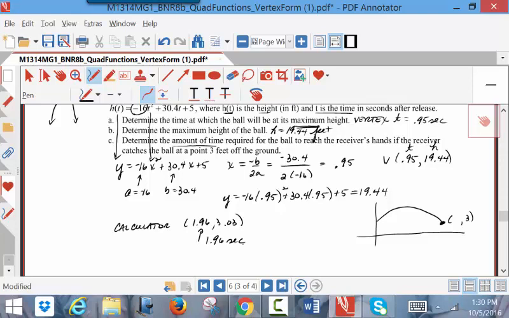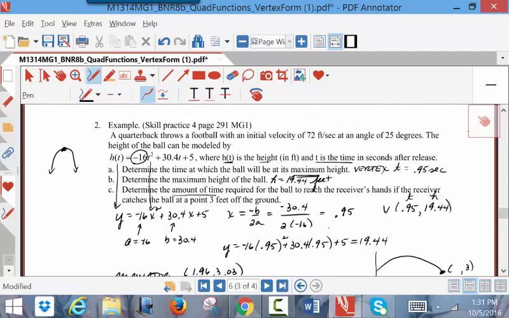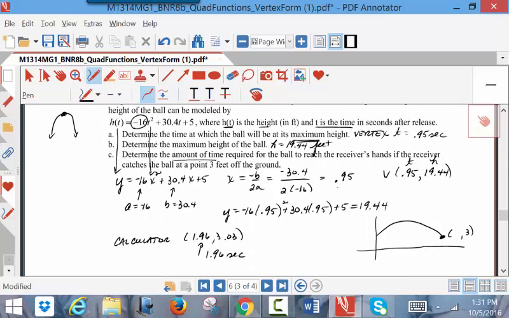So he didn't get very far, did he? He didn't run very far from the quarterback in 2 seconds. That's why it didn't get any higher than 20 feet. It was a short pass. That's really interesting stuff, and that's legit stuff, people. That's really good information. So this is 1.96 seconds.